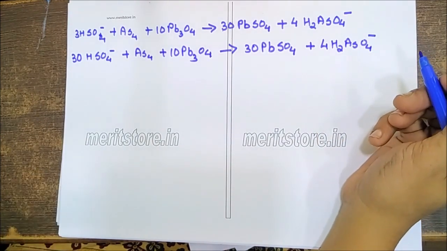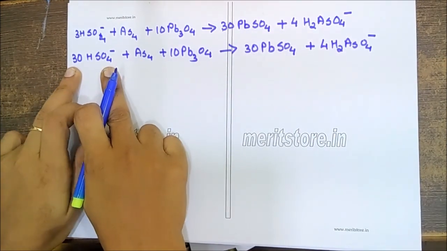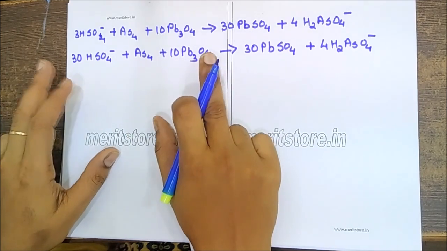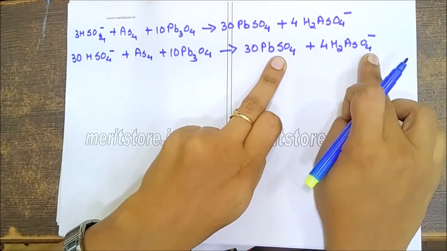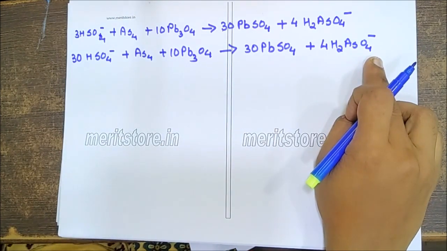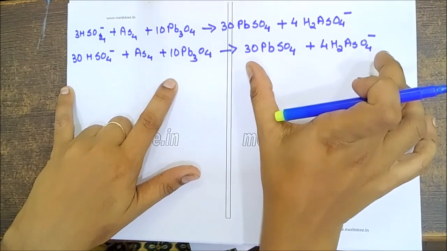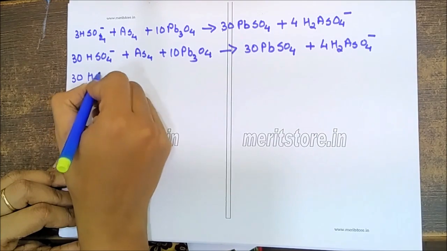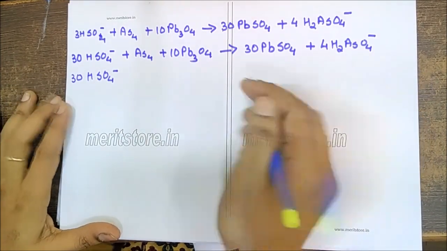Alright, now after this step, we need to balance the oxygen atoms on each side. So let's check how many oxygen atoms are here. 4 threes are 12, so this is 120, and here 10 into 4, 40. So here there are 160 oxygen atoms. Okay, and here 30 into 4, again 120, and 4 4s are 16, right? So here there are 136 oxygen atoms. Here there is 160, here there is 136. So on your right hand side, there are 24 oxygen atoms less. So what I'm going to do is, I'm going to add those many oxygen atoms. So I am going to add 24 water molecules on my right hand side.